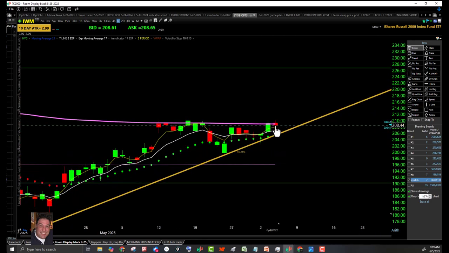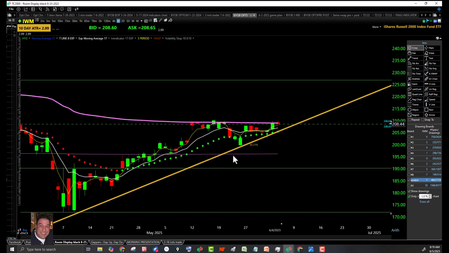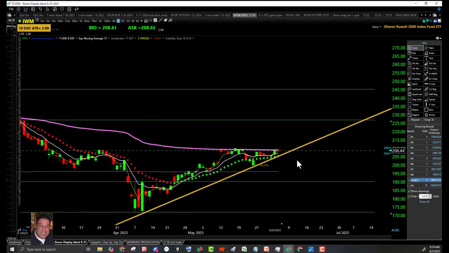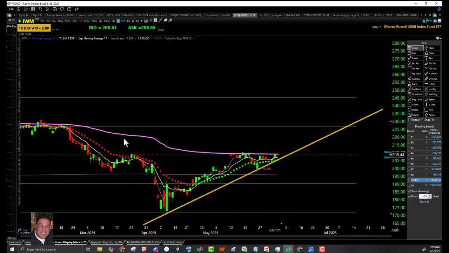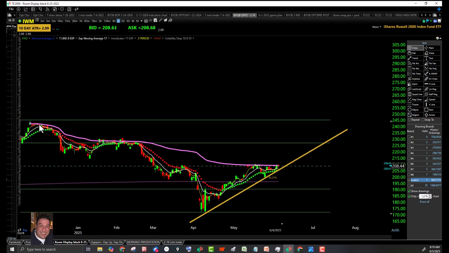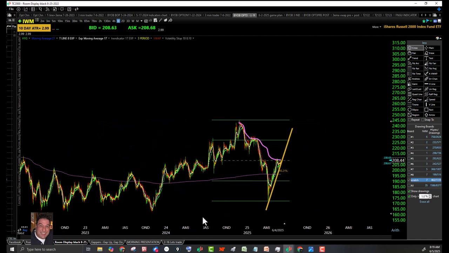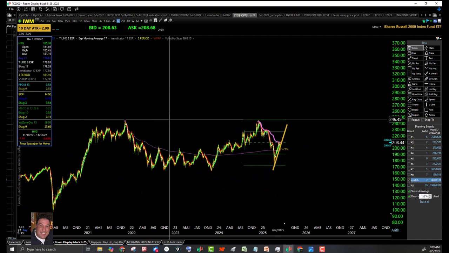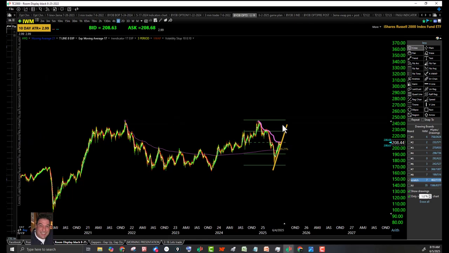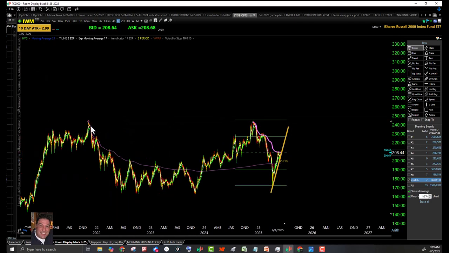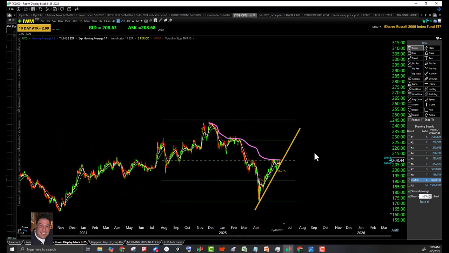Yesterday's price action, higher high, higher low, closing over the trap, over the 17, that's bullish. Closing over the uptrend line, that's bullish. Knocking on the door of the all-time, I'm going to call it the 6-month high anchored VWAP. I don't think that's all-time high. Yeah, it's all-time high anchored VWAP right there. So knocking on the door of that.